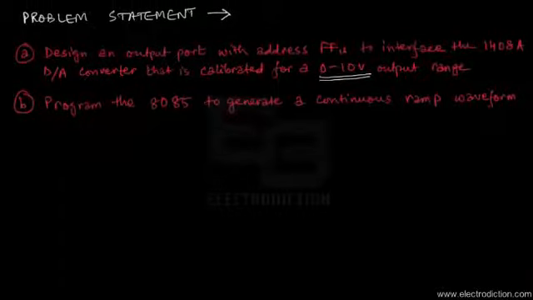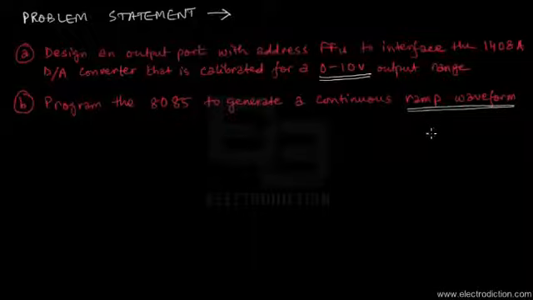The next part says that we need to program the 8085 to generate a continuous ramp waveform. This is another important point in the problem statement. So keeping these things in mind, we can get started with our circuit first.